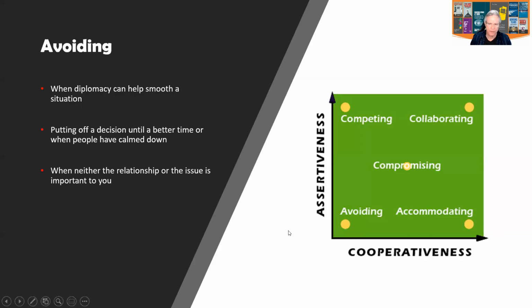So sometimes, like accommodating, you just let it go. There's no point in you getting engaged in something that you have very little control over or interest in. And fourthly, sometimes it's useful to avoid when you need to know more.